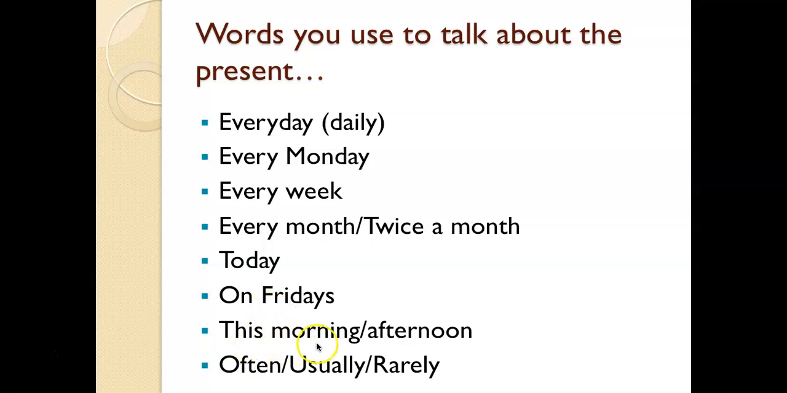Okay? This morning, this afternoon, often, usually, and rarely. So let me explain rarely. Even though it's something that you do not do as much, because that's what rare means, if it's something that is true, you still use the present tense for that. So for example, you can say, I rarely walk outside. Okay, it's true that I don't do that, so I would use present tense, okay?